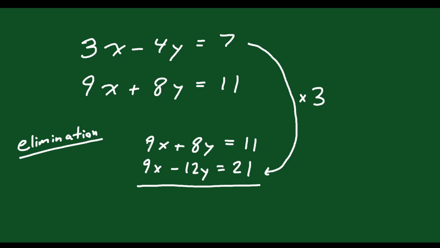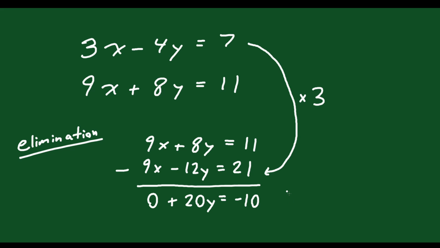Now that the coefficients in front of my x values are the same, they're both 9, I can subtract these two lines and those x values will cancel out. So let's see what happens. 9x minus 9x is 0. 8y minus negative 12y is the same as 8 plus 12y, which will become 20y. And 11 minus 21 will be negative 10.